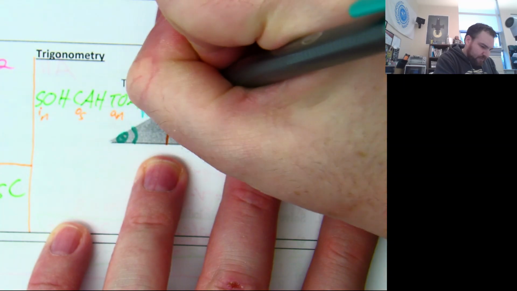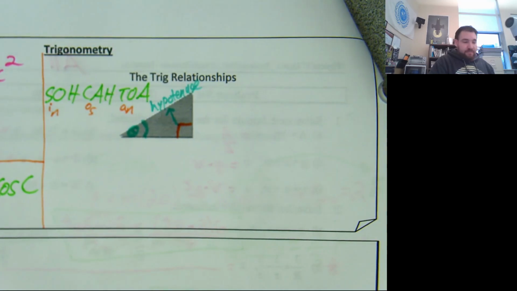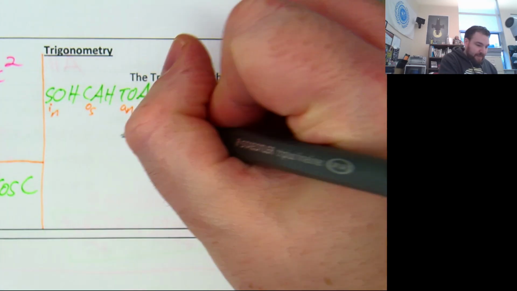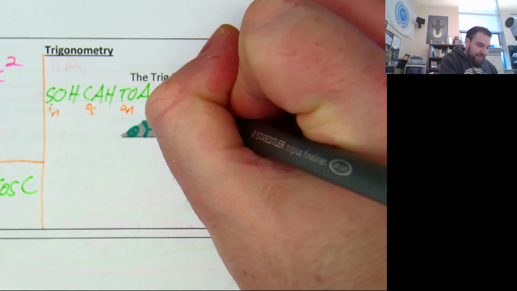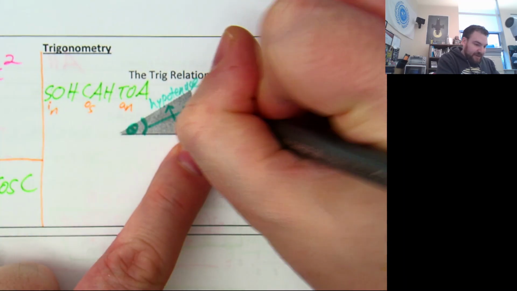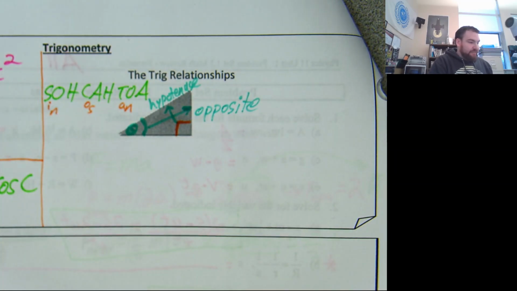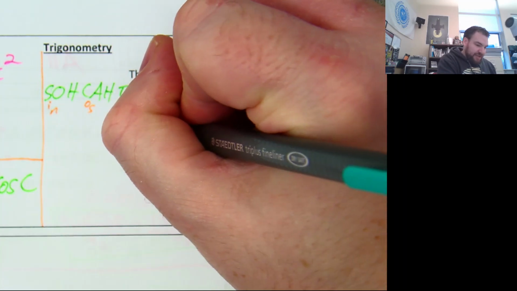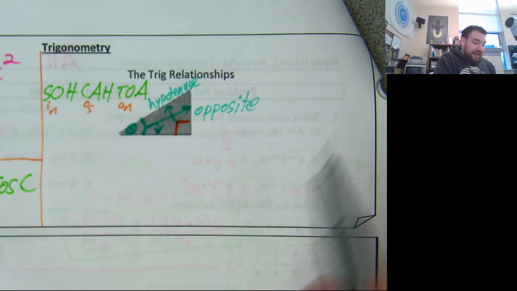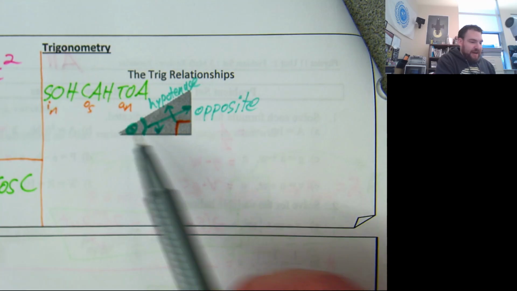And then the line facing up is opposite, because this guy's across from the angle that we're using. This is going to be the opposite side. The last one is adjacent. Adjacent means beside. Sorry, it's the side that is next to the angle that we're using, that's not the hypotenuse.